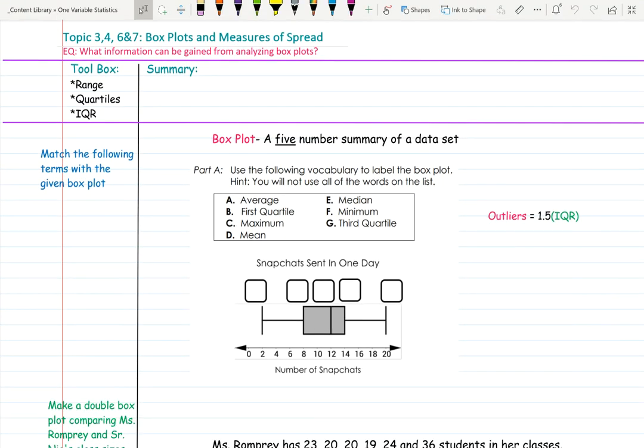Okay, so we talked about measures of center, mean and median. They throw a mode in there. It's not technically a measure of center, but it is a measure of stats. So we also have measures of spread. Talks about how spread out our data is.